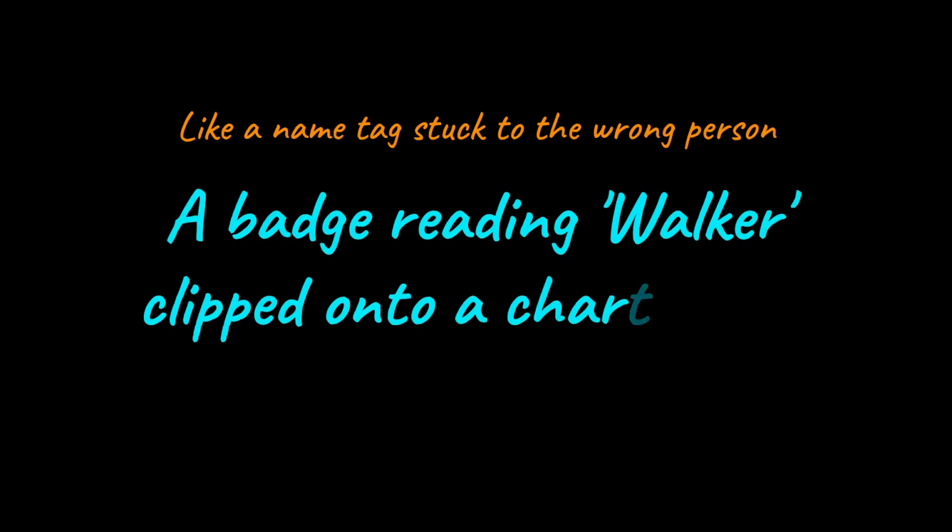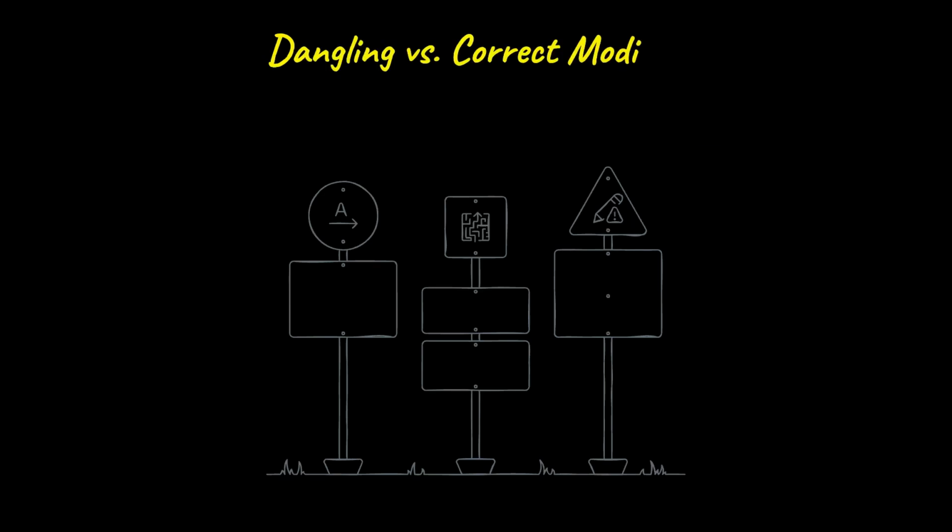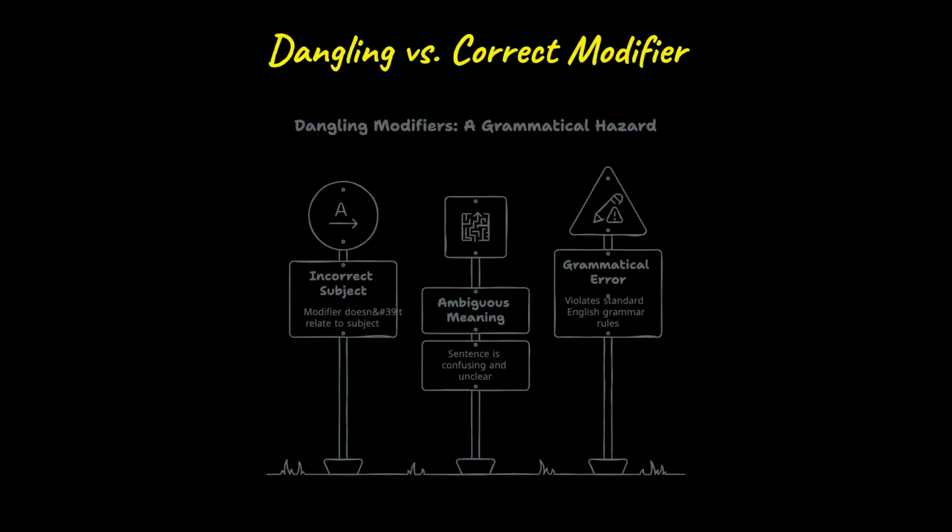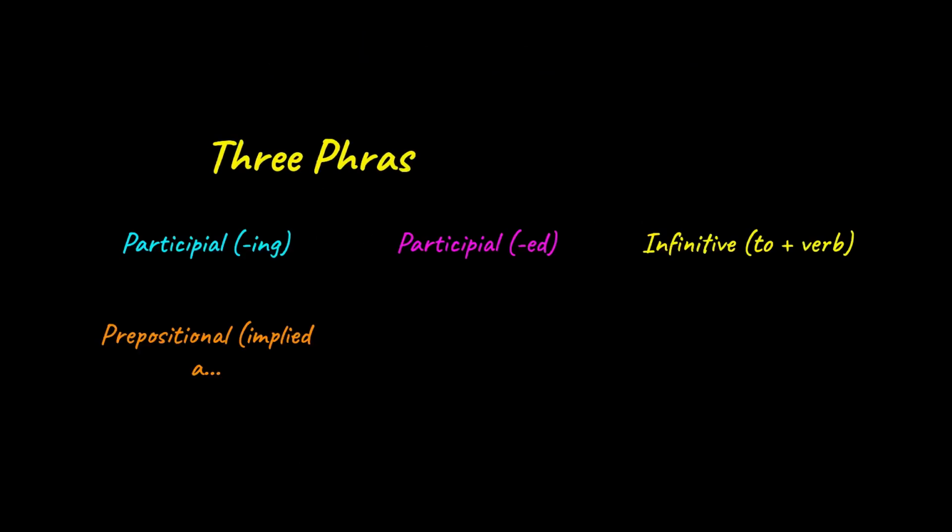English grammar automatically clips an introductory phrase onto whatever noun comes right after the comma. If the wrong noun is standing there, the phrase lands on it, logically or not. A chart can't walk, but grammatically it gets tagged as the walker anyway. The fix is always the same. Make the actual doer of the action the grammatical subject of the main clause. Once the nurse, the real walker, takes the subject position, the phrase attaches correctly and the sentence reads logically.